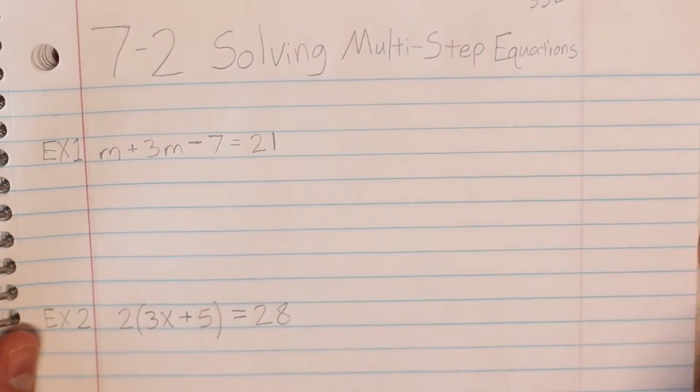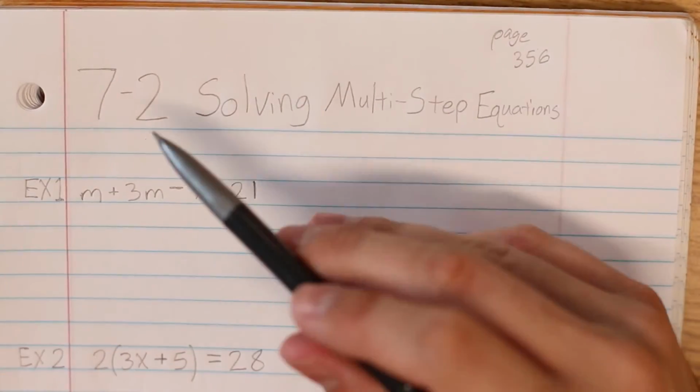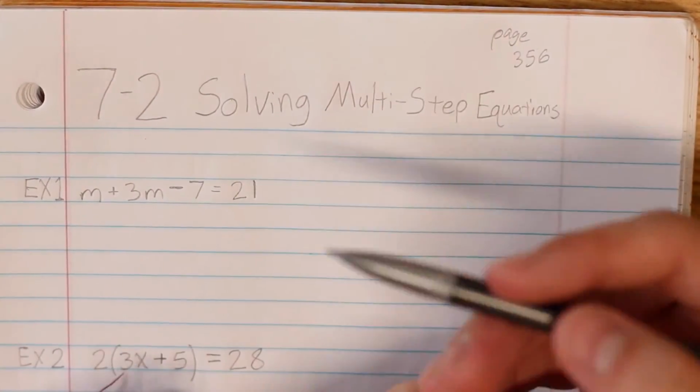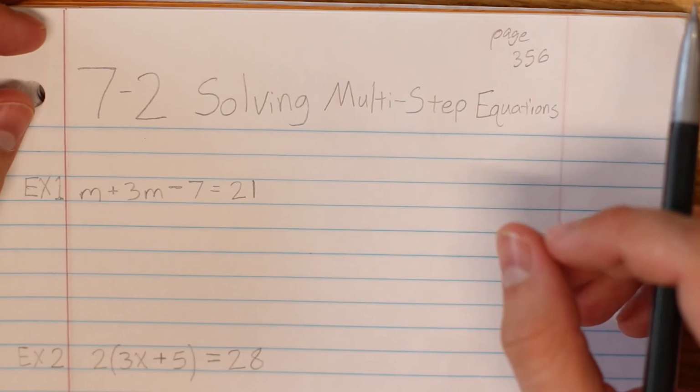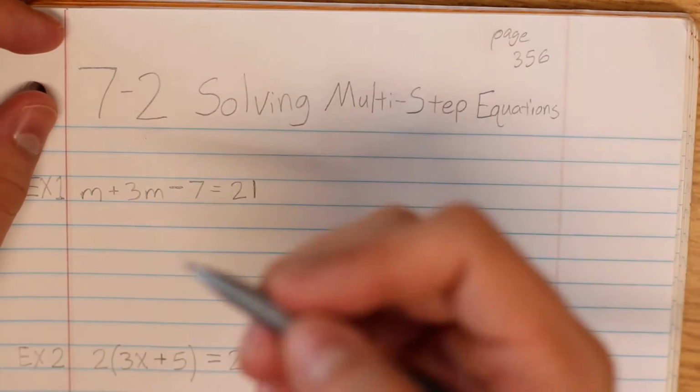All right, multi-step problems. Once again, not that much different than what we've already done. So solving multi-step problems is section 7.2. We're going to look at 3 examples, and then I might give you another one to try on your own. All right, let's try these.